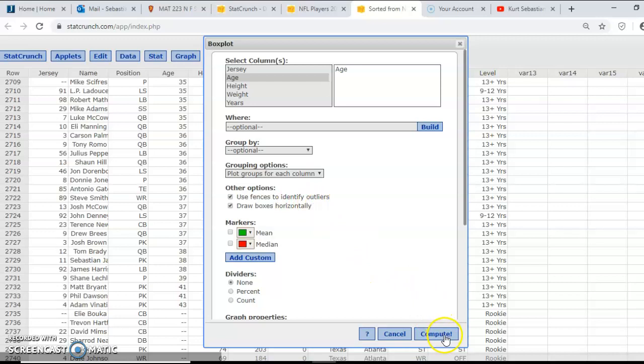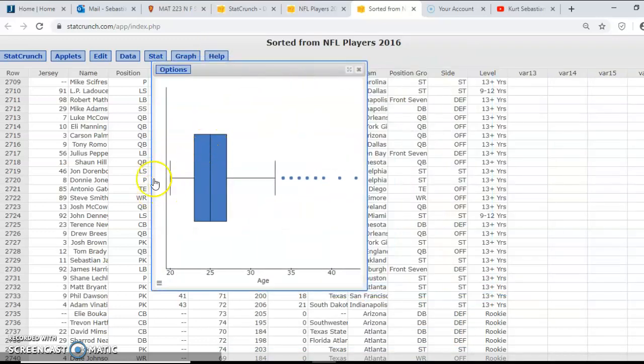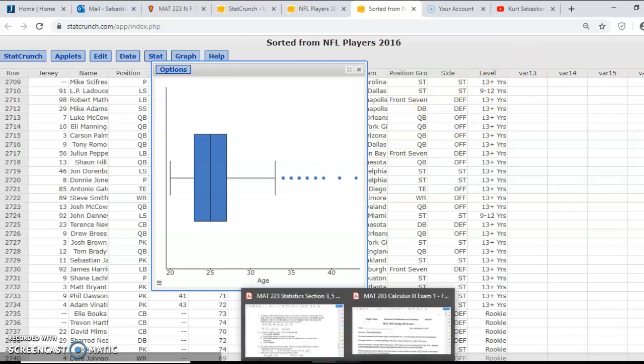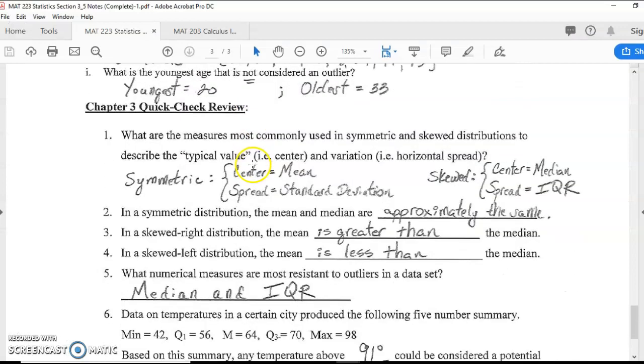So I'm going to hit compute, and now I can see the box plot where notice there are no outliers to the left of the lower fence, and there are 1, 2, 3, 4, 5, 6, 7, 8 outliers to the right. That was all the people that were age 34, 35, 36, 37, 38, 39, 41, and 43. Okay, and that's it.